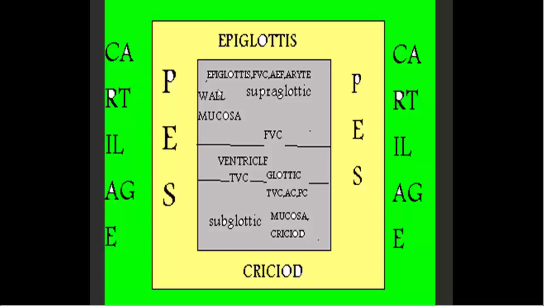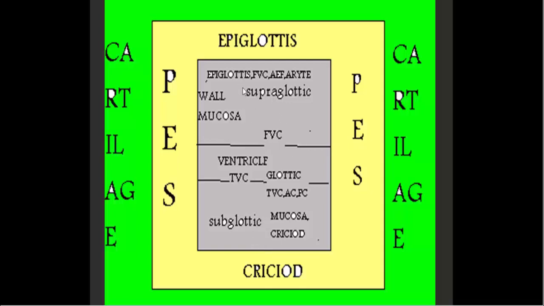First one is supraglottic, then glottic, then subglottic. First, the supraglottic space starts from the epiglottis until the false vocal cord. From the undersurface of the false vocal cord to the undersurface of the true vocal cord, this is the glottic space. Then the subglottic space starts from the undersurface of the true vocal cord to the cricoid cartilage.